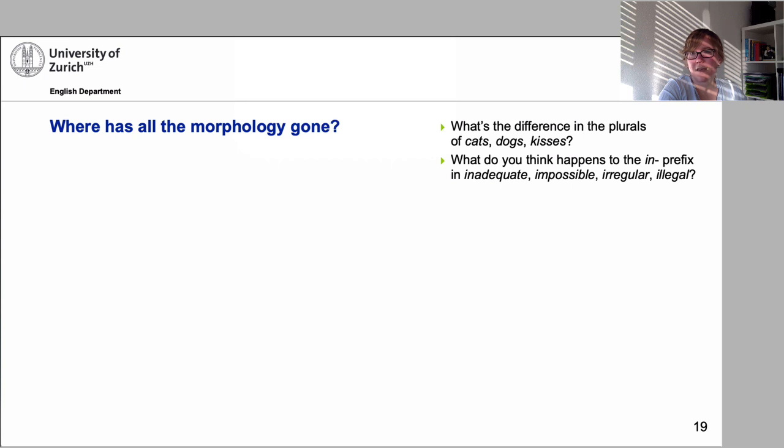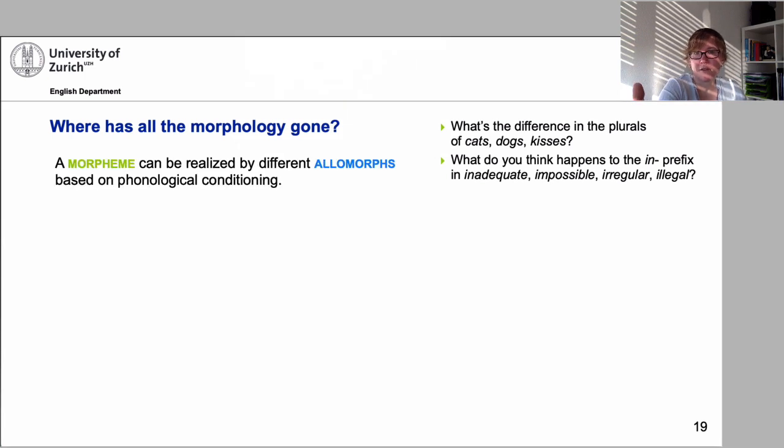And second, what do you think happens in the in-prefix of inadequate, impossible, irregular, and illegal? Okay, so we can start here with the definition or realization that a morpheme can be realized by different allomorphs based on phonological conditioning. What do we mean by that?